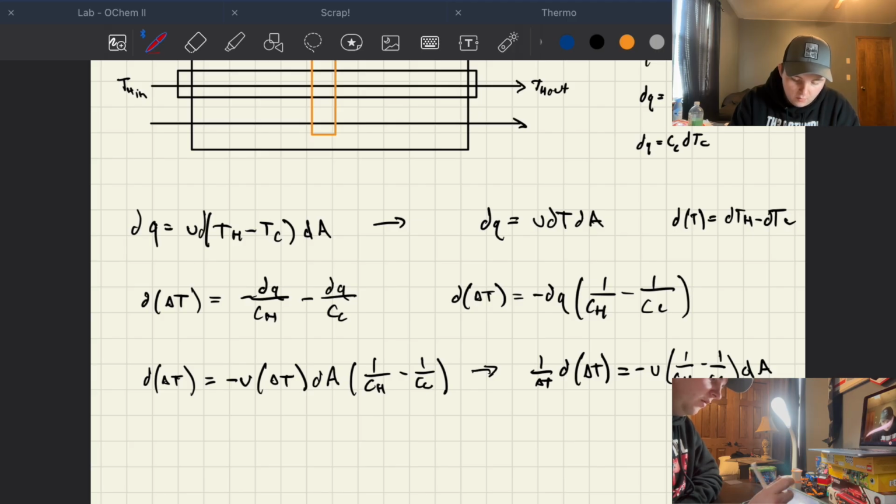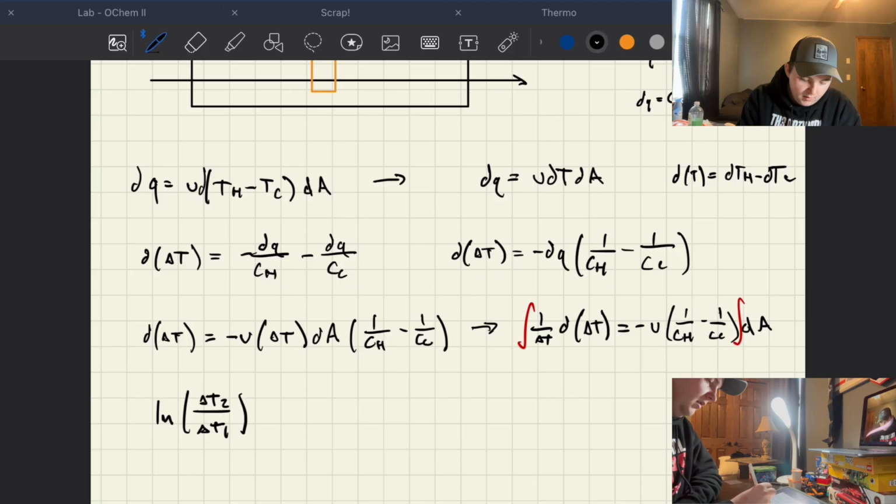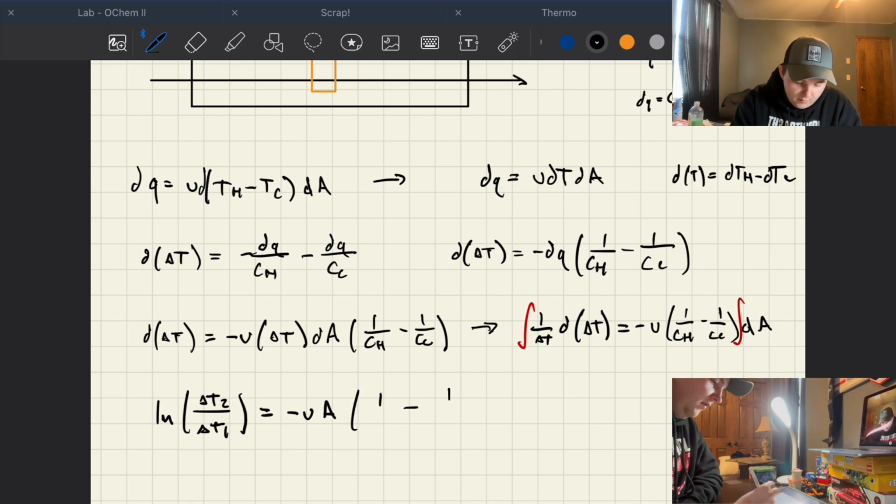And then what we're going to want to do next is integrate. So let's integrate where we need to. These are constants. And when we integrate, we're going to get the natural log of delta T2 over delta T1 is equal to negative UA times the ratio again, 1 over CH minus 1 over CC.